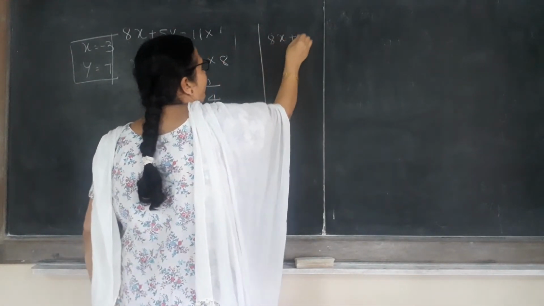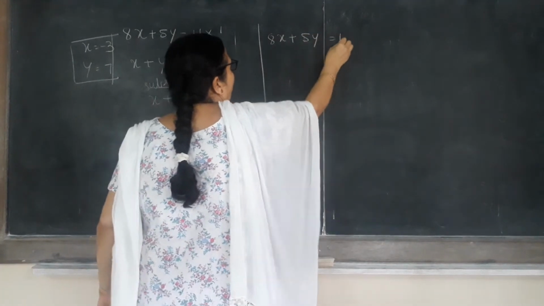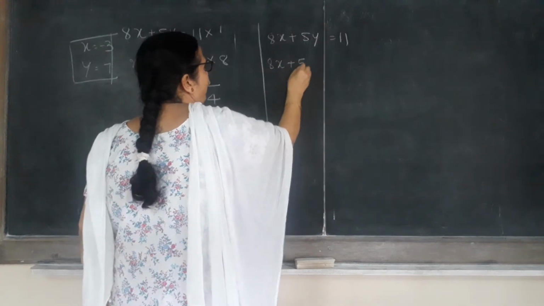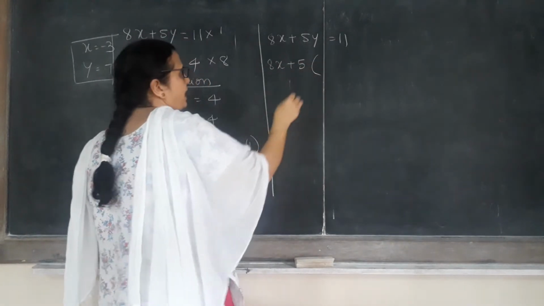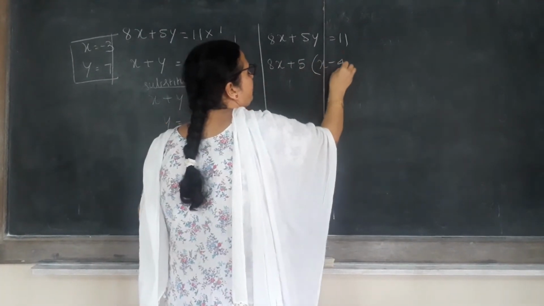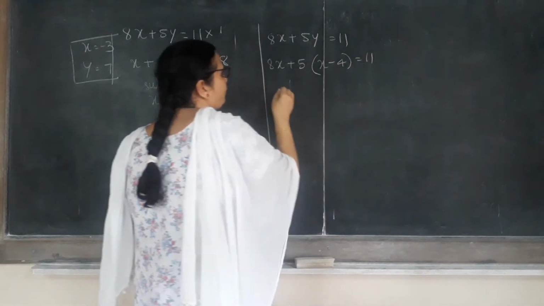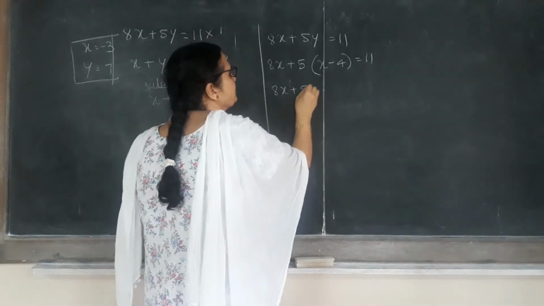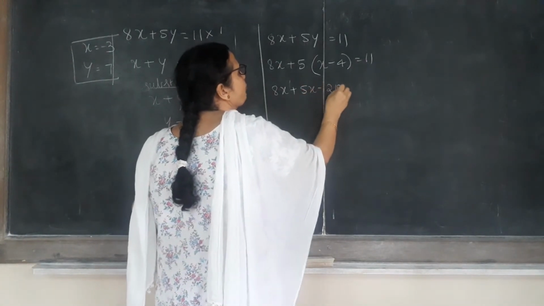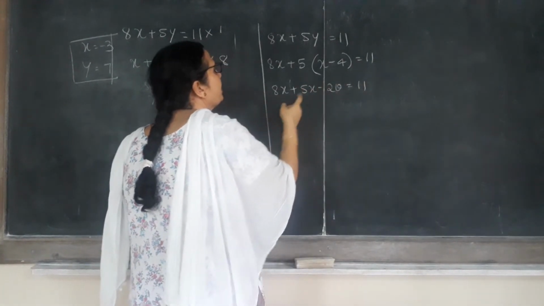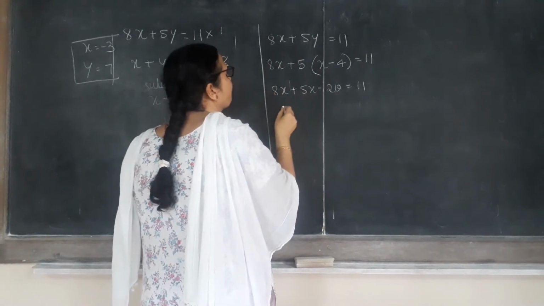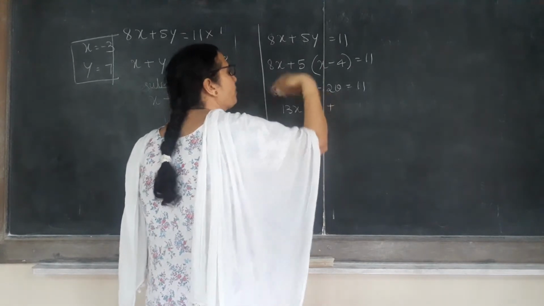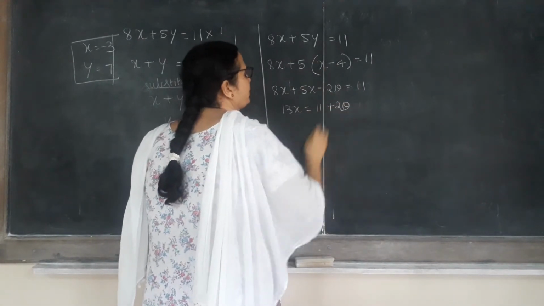What is the equation? 8x + 5y = 11. 8x + 5 times y, and y is what? x minus 4, is equal to 11. 8x + 5 into x, 5x minus 20 is equal to 11. 8x + 5x, 13x is equal to 11 minus 20, shifted to that side.